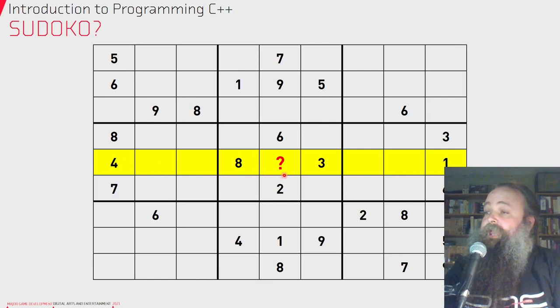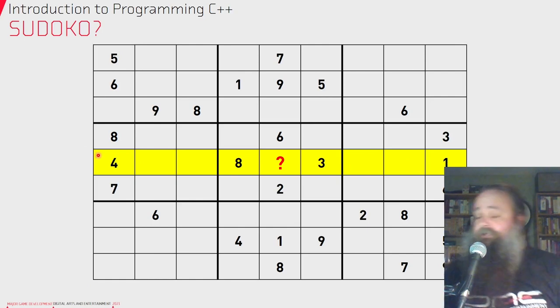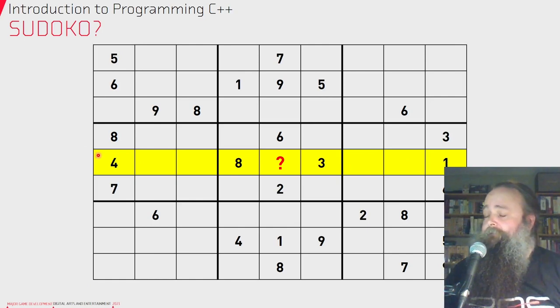Second rule is, any number you pick can only be in each row once. So that means in this row, you can't have a 1, a 3, an 8, or a 4. Well, that's going to get annoying fast. So that's the second rule.